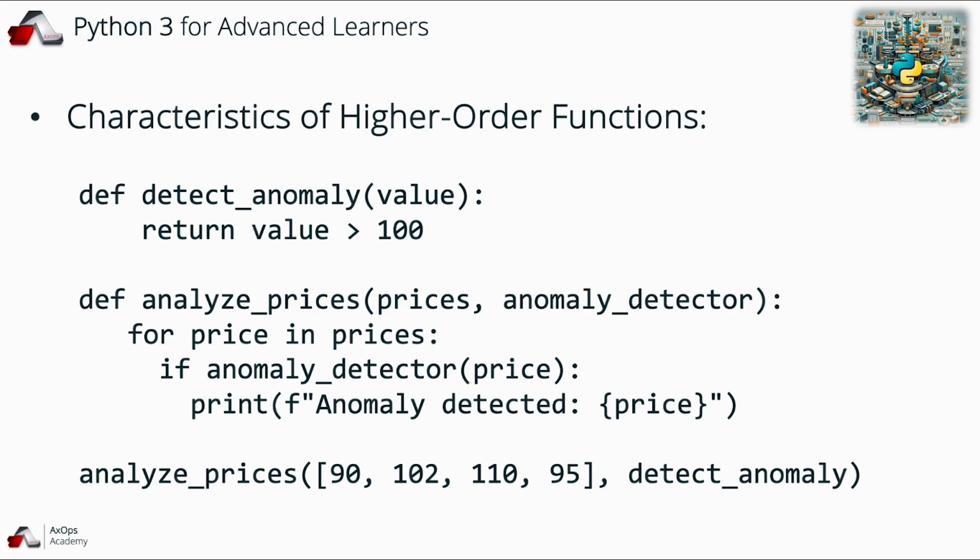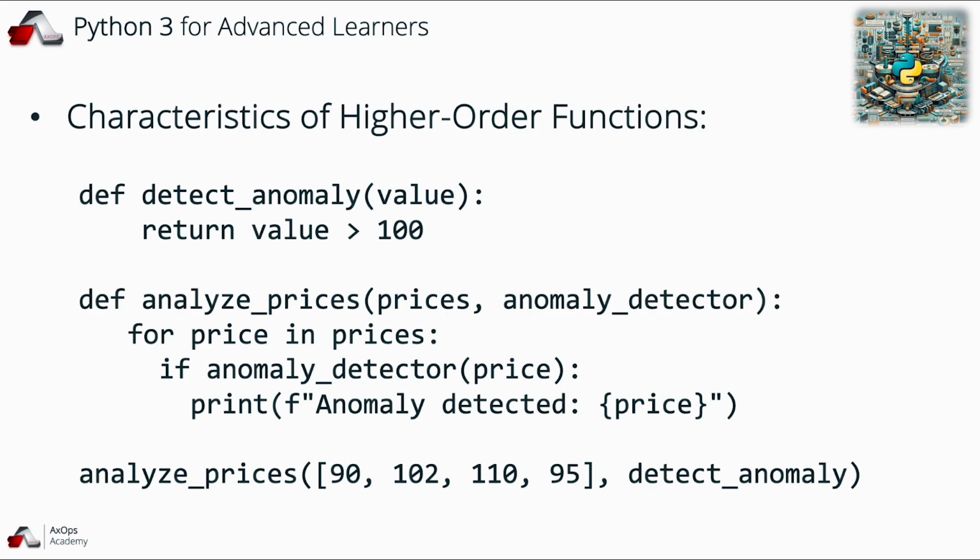And when we're looping through the prices in the code, you'll see that on line 3 of the analyze_prices function, there's a conditional saying if anomaly_detector with an input argument of price, where anomaly_detector is actually the function that has been passed to the analyze_prices function. So the last line in the code you see on your screen right now showcases this, where we've passed a list of numbers, including 90, 102, 110, and 95. And then the second argument is detect_anomaly, which is the name of the function we wrote at the beginning of this snippet.